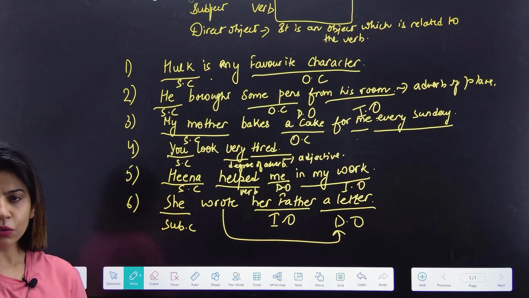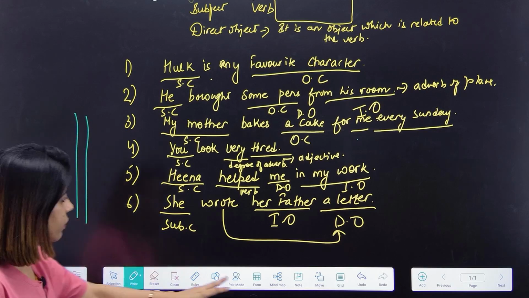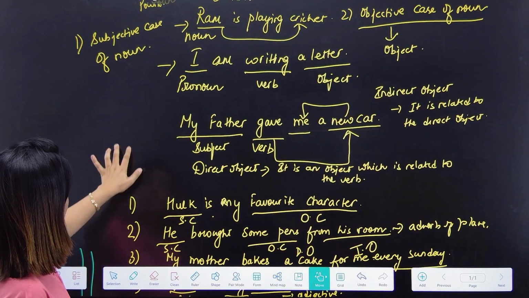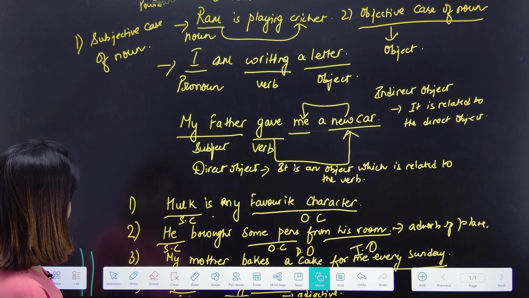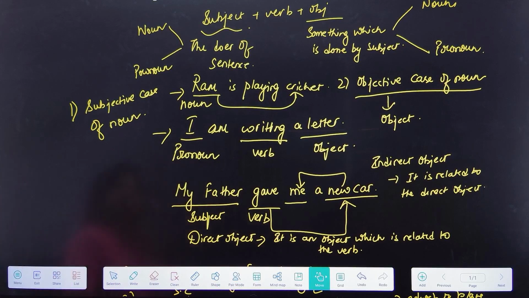Do you have a phone? Just click a picture fast. And then there are certain other things. Not coming now. Yeah. Click a picture of this as well, because whatever I just explained to you, this is the explanation of that.